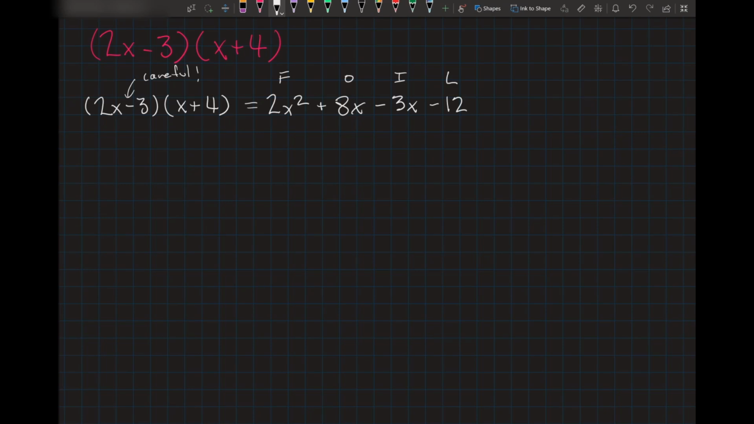There's our FOIL. We can simplify this further because these are both x's. We can't do anything with this one here because this is x squared. These two are x's. This means we have 8 x's and we need to take 3 x's away. We can't take 3 x's away from x squared because x squared is an entirely different thing. Alright, so let's simplify it. We've got 2x squared. 8 minus 3 is 5, so plus 5x minus 12, and we're done.